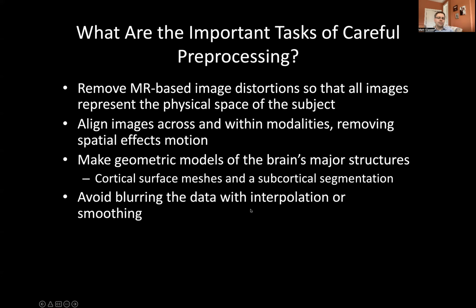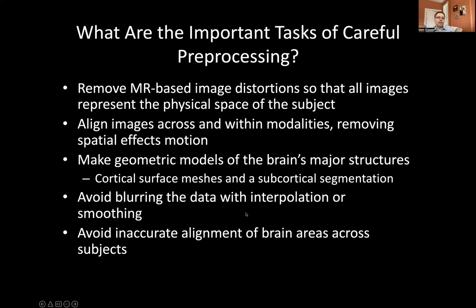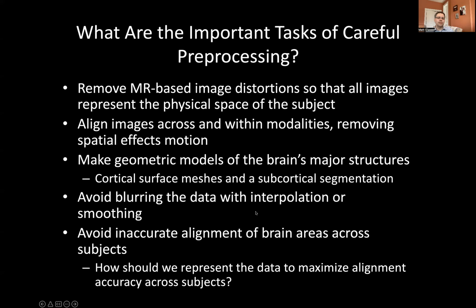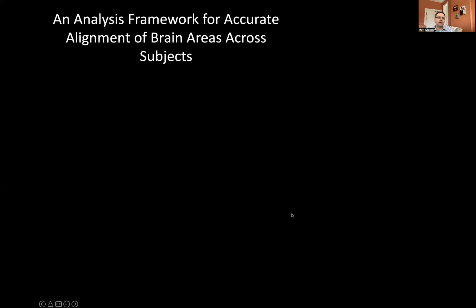Avoid blurring the data with multiple interpolations or overt smoothing. Avoid inaccurate alignment of brain areas across subjects. So how should we represent the data to maximize our alignment accuracy across subjects?